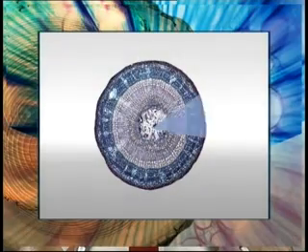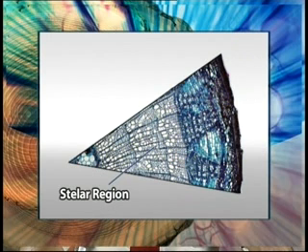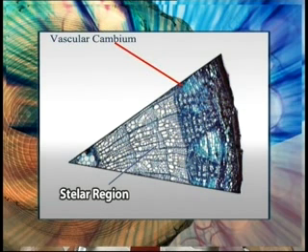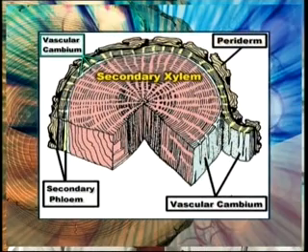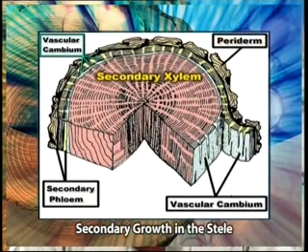In a dicot system, secondary growth occurs both in the stele and cortex. The process occurs simultaneously but is caused by separate strips of secondary meristem. In the stele, secondary growth is initiated by vascular cambium, while in the cortex it is initiated by cork cambium. Now, first of all, let us take up secondary growth in the stelar region.